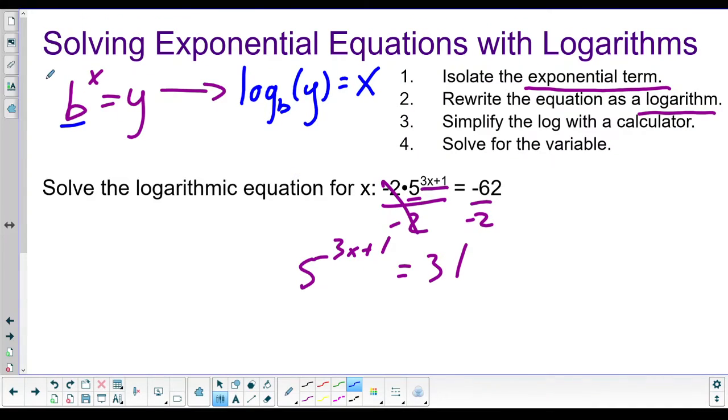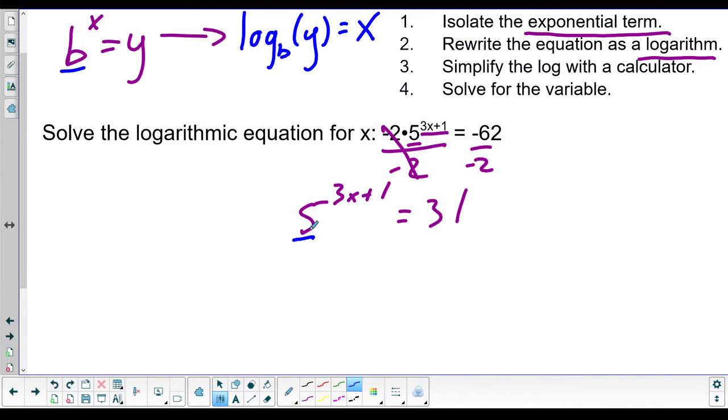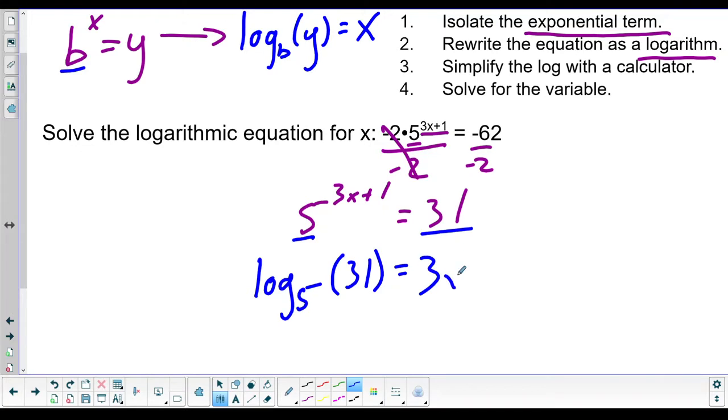So we're going to follow this same pattern to rewrite this as a logarithm. So our base is 5. So we're going to have log with a base of 5. The inside of our logarithm is whatever the problem is equal to, so 31. And it equals our exponent, 3x plus 1. All right. Now, this thing right here, your logarithm, is not going to simplify nicely. So what you need to do is type that into a calculator.